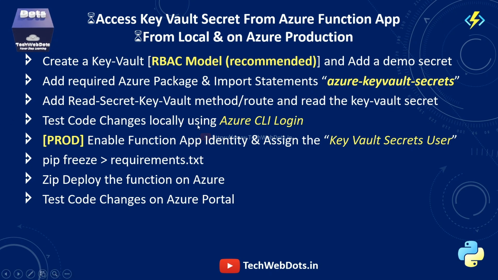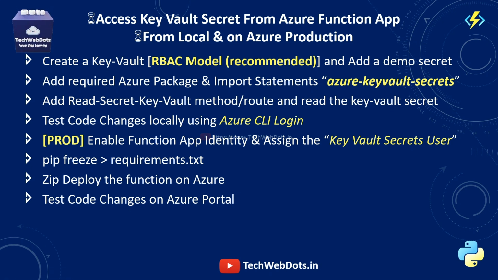Then we will test the changes locally using Azure CLI login, because we are already logged in on our machine. Then I will also show you how you can easily deploy the same change to production, what role and permissions will be required, and what changes will be required in our requirements.txt. Everything we will capture. We'll do a zip deploy this time, and maybe in the next session I will show you how it works with the DevOps pipeline. Then we will test it on the Azure portal as well. Let's go step by step.